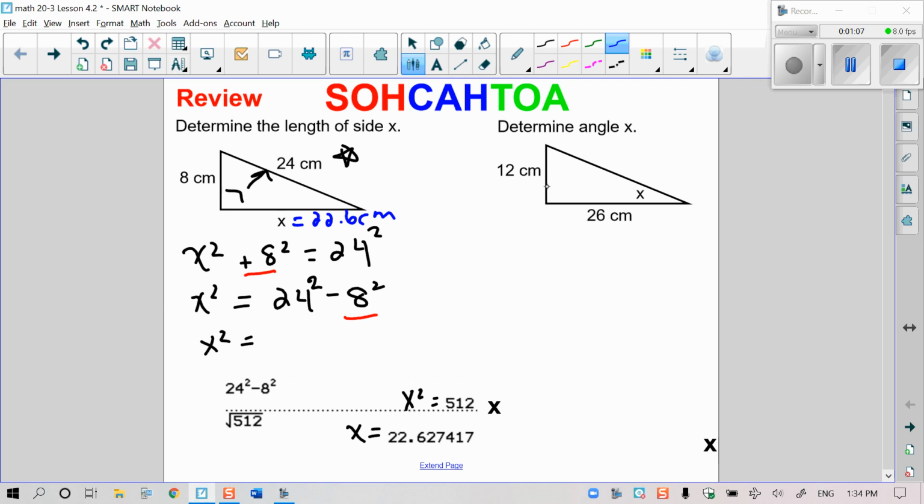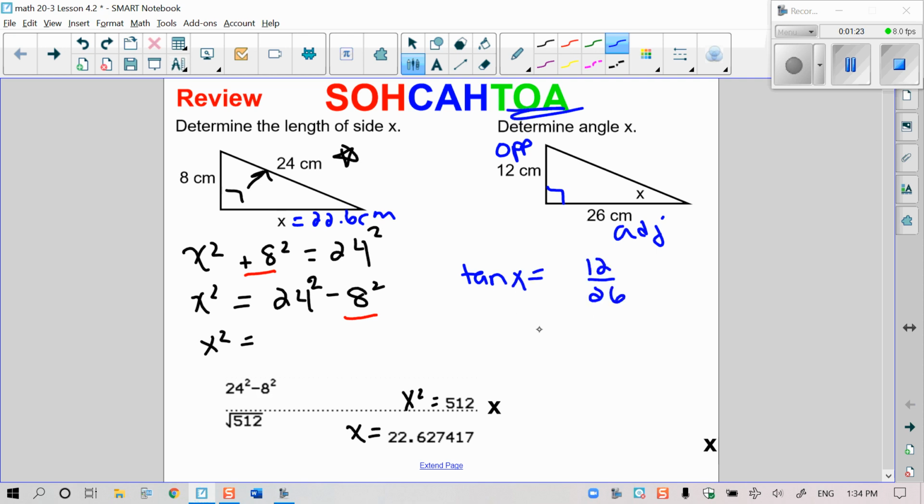Okay, let's look at the next one. So in this 90-degree angle triangle, I'm solving for an angle. So let's label the sides according to that angle. So this is opposite and this is adjacent, which is tangent. So let's write that out. Tangent of x is opposite over adjacent.